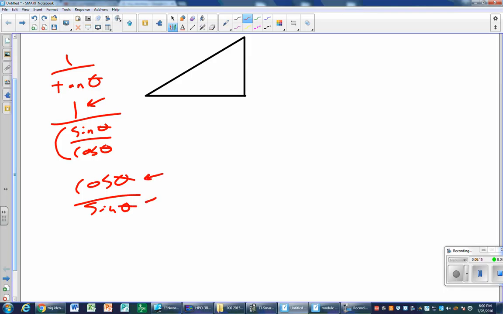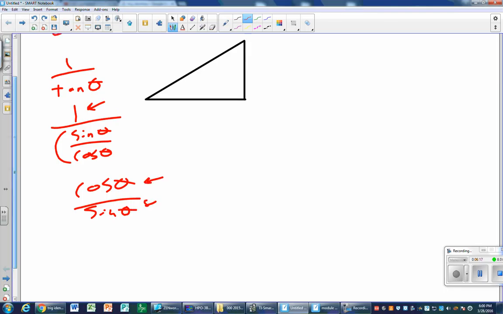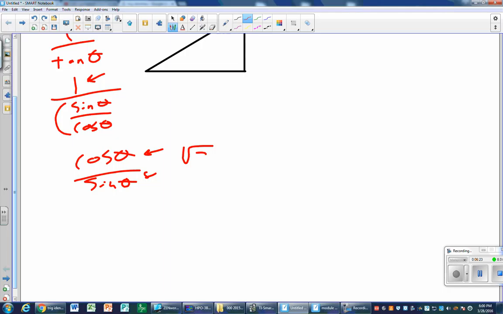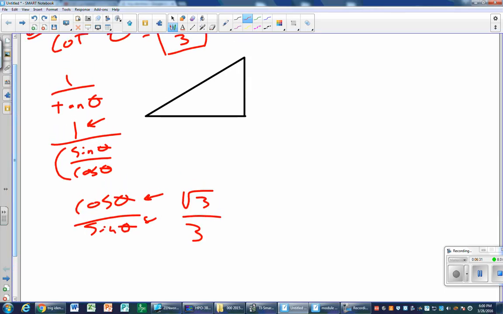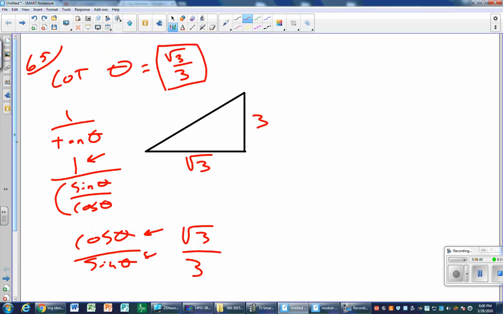Now we go back here and say that it's square root of 3 over 3. The cosine is square root of 3. The sine is 3. Sine is the y value, and cosine is the x value, alphabetical order. Now, let's see. We're trying to find the angle.